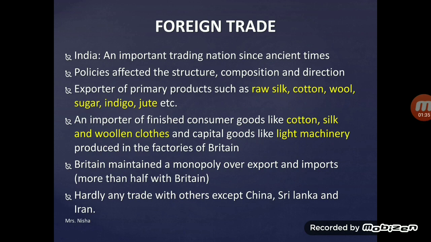Now, when we talk about the direction, children, Britain maintained a monopoly over exports and imports. So more than half of Indian foreign trade was happening with Britain only. There was hardly any trade with other nations except China, Sri Lanka and Iran.